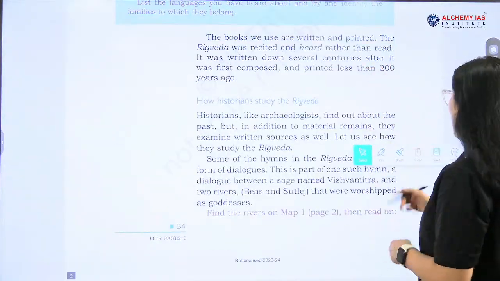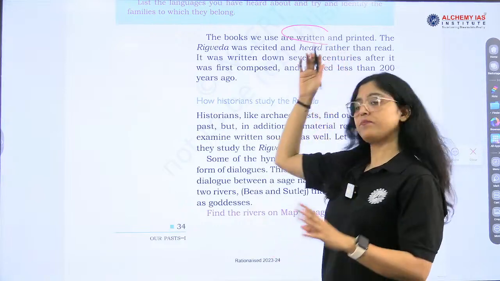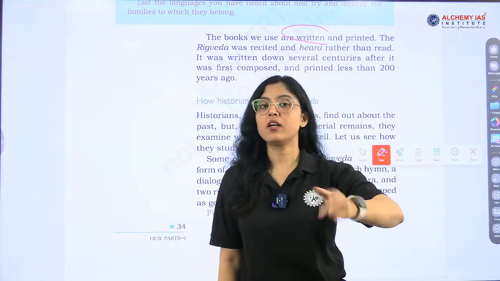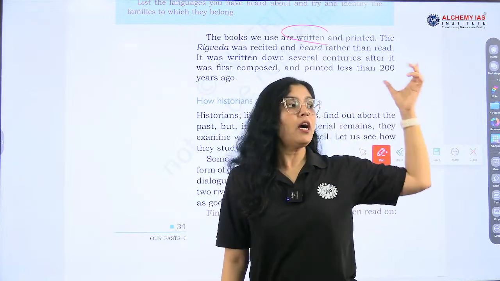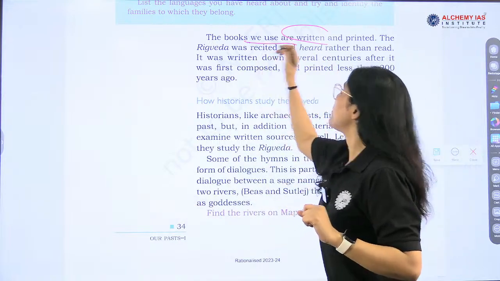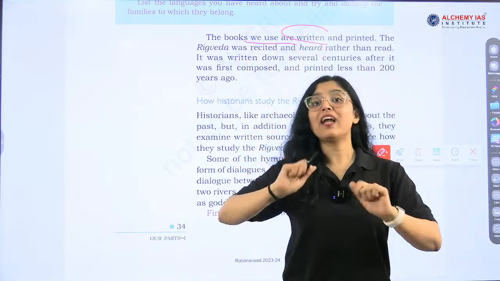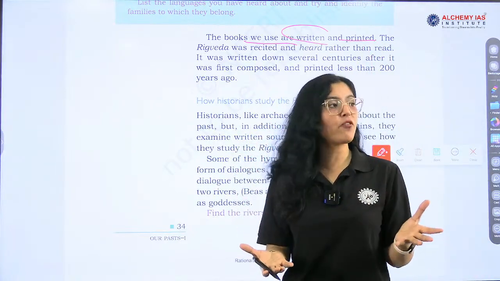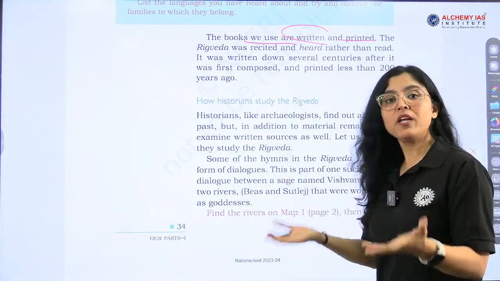Okay, now the book we use, see, what is the difference? How was knowledge passed? It was heard, it was recited, it was heard, right? Earlier, this was the system. Now what is happening? The books we use today are written, right, and then printed. We have this printed format of the book. Earlier it used to be a different kind.